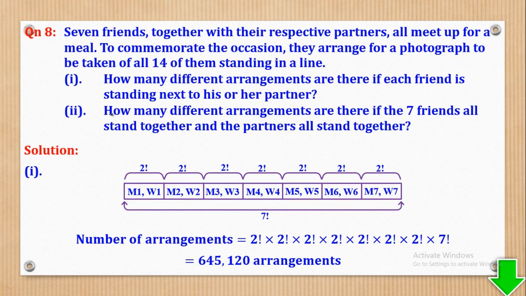Roman 2 says, how many different arrangements are there if the 7 friends all stand together and the partners all stand together? So the friends stand together and the women stand together. Therefore, we shall need an illustration for that.